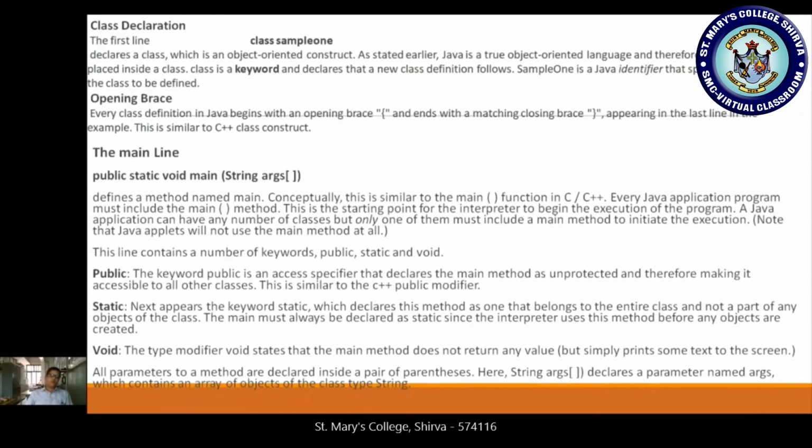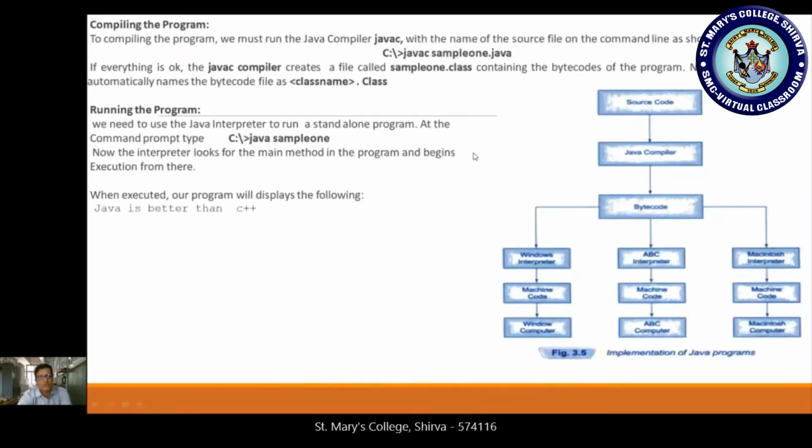So after the void we are using the main method, and afterwards we are using the parentheses. In the parentheses we are defining the parameters. As we know what a parameter is, formal parameter as well as actual parameter. Here String args declares a parameter named args which contains an array of objects of the class type String. So let us just see this main method, and next our concept is compiling a Java program.